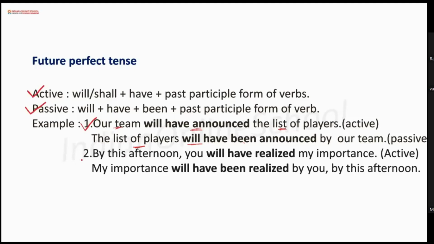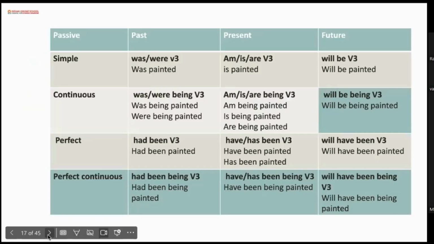Ishil, can you please read the second one for me? Ishil, are you there? By this afternoon, you will have realized my importance. Okay. So my importance is the object here. It comes as a subject and will have been realized by you by this evening. Okay, understood everybody? Yes, ma'am.